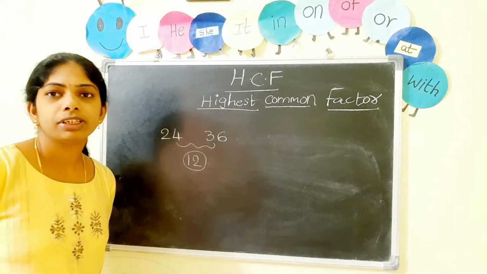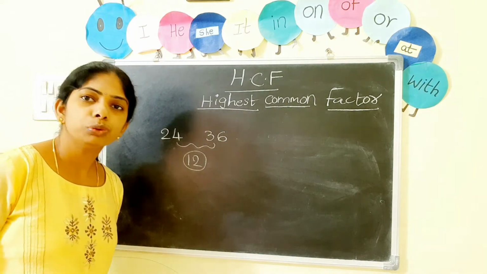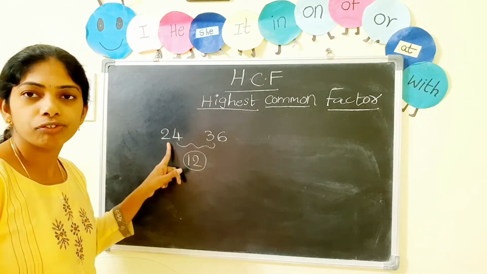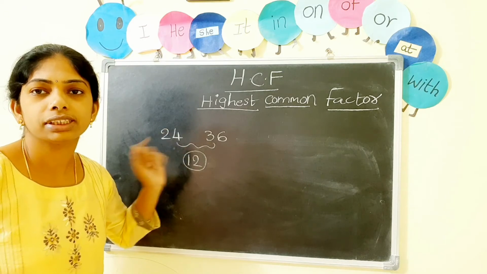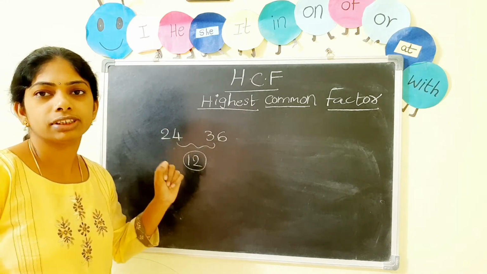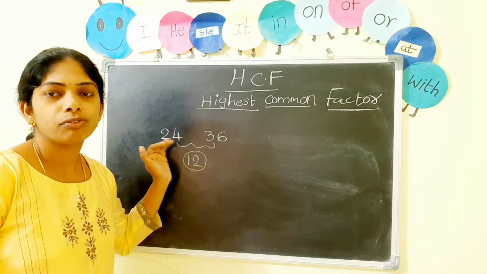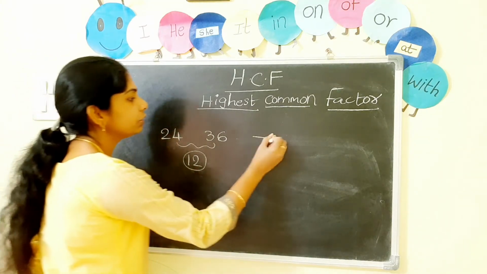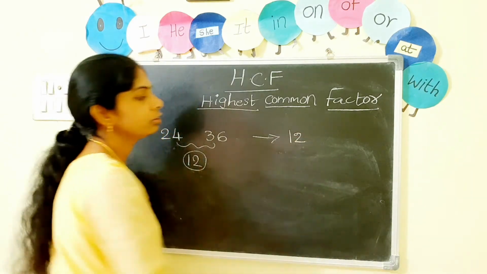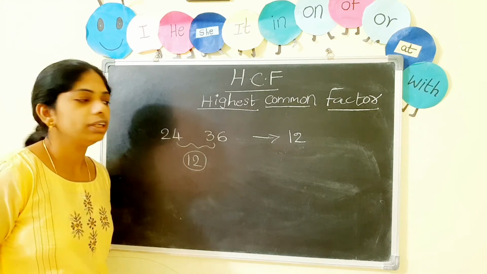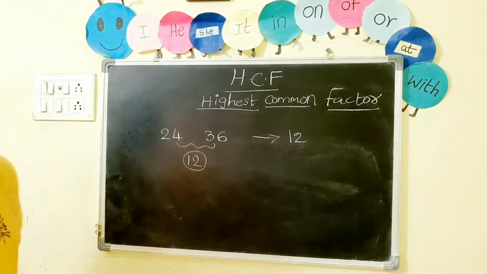12 is the difference between the two numbers. Now check whether 12 is a divisor of 24 and 36. Yes, 12 2s are 24, 12 3s are 36. So 12 is a divisor of these two numbers, so 12 is the HCF. Got it, everyone? Now let's take one more example.